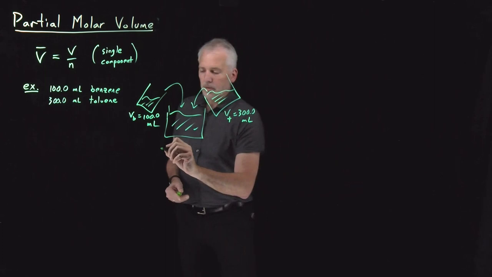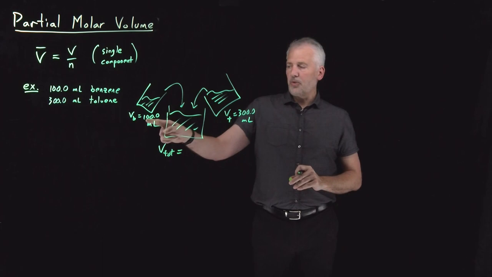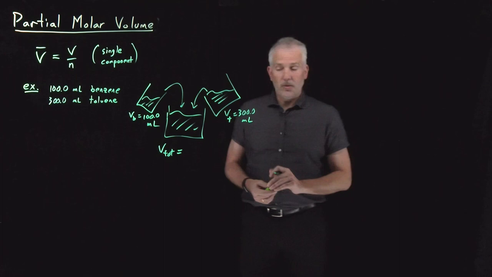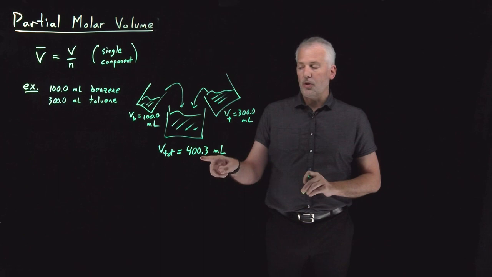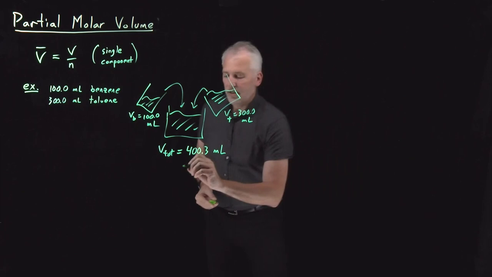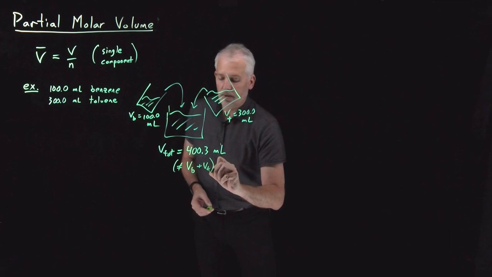The total volume of this solution, if I ask you to tell me what the total volume is when I combine 100 milliliters and 300 milliliters, you might predict 400 milliliters, but you'd be wrong. Turns out if I do a careful enough measurement, I measure a total volume of that solution of a little over 400 milliliters. 400.3 milliliters is the total volume once I mix the benzene and the toluene together. So the important point is that this is not equal to the sum of the two volumes. The volumes are not additive in this particular case.